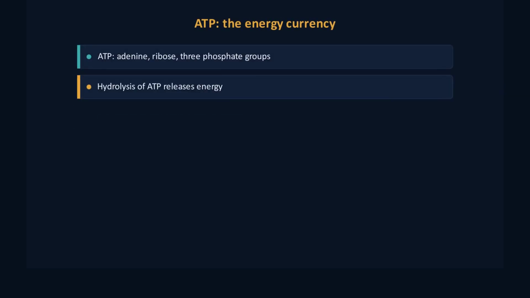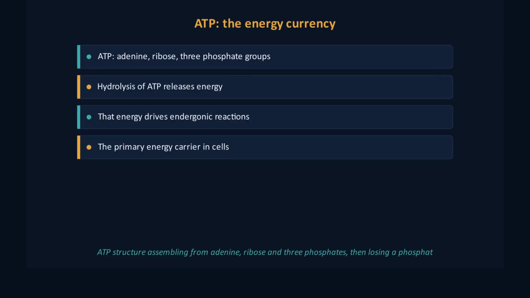If endergonic reactions need a constant supply of energy, something has to carry that energy to where it is needed. That something is ATP, adenosine triphosphate, the primary energy currency of the cell. Look at its structure. ATP is a nucleotide built from three parts, an adenine base, a ribose sugar, and a chain of three phosphate groups. Those three phosphates are the key.